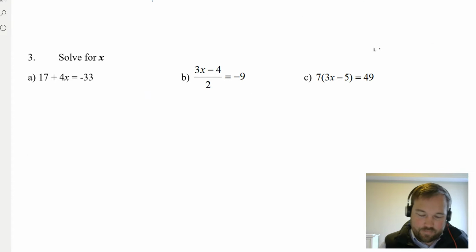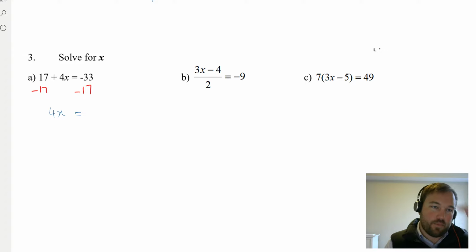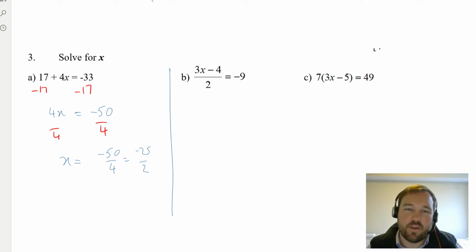Scrolling down. Subtract 17, subtract 17. 4x equals -33 take 17, dropping again takes us to -50. Divide 4, divide 4. X equals -50 on 4, which is the same as -25 on 2. And that's about as far as we can go.